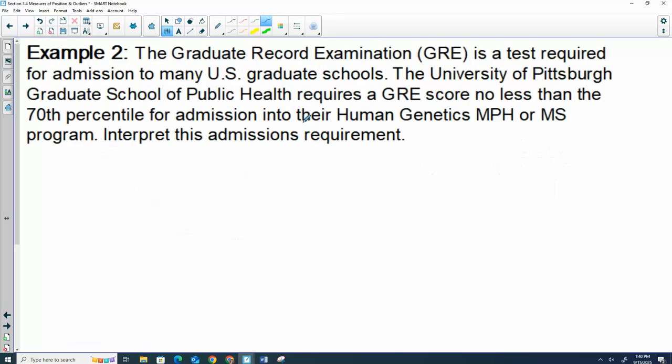So, for example, the GRE is a test required for admission to many grad schools. University of Pittsburgh requires a GRE score of no less than the 70th percentile for admissions into their human genetics program. Interpret this. So what does that mean if you have to have a score in the 70th percentile? Pretty good score. It's gotta be better than 70% of the scores.